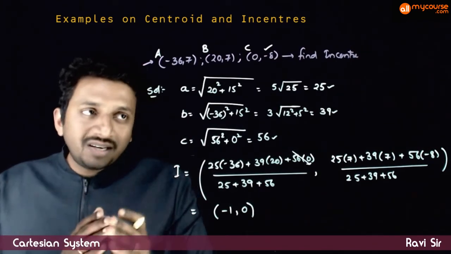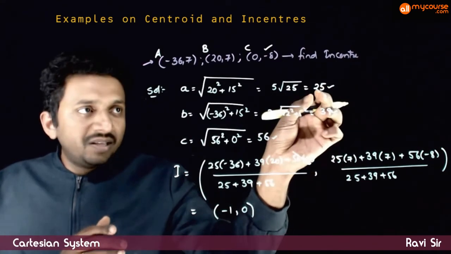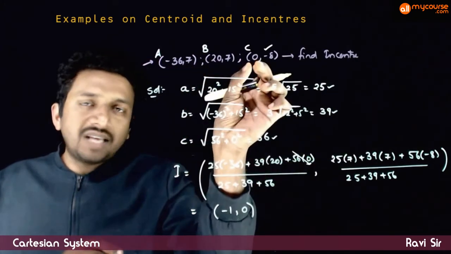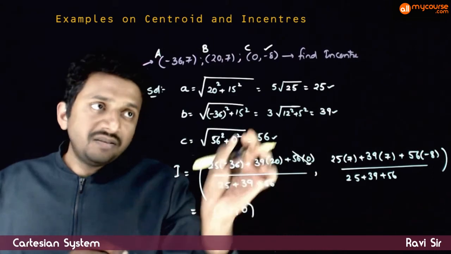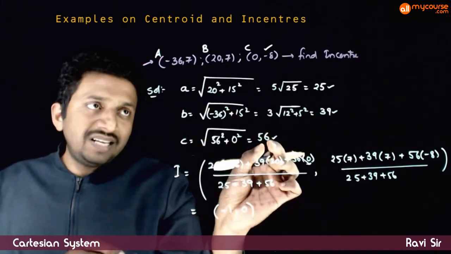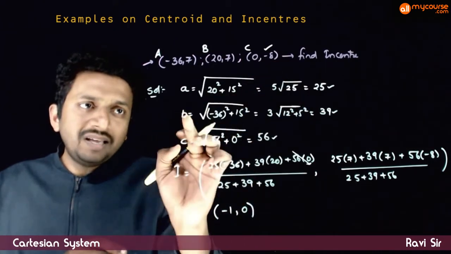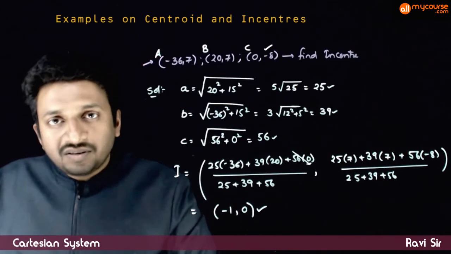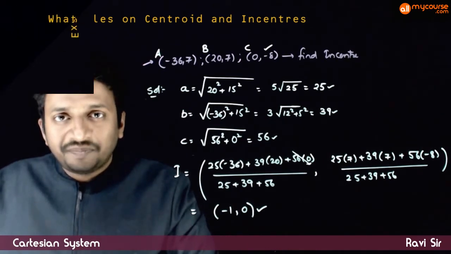So I hope you learned how to apply the formula. A times x1 plus B times x2 plus C times x3 by A plus B plus C. Next, A times y1 plus B times y2 plus C times y3 by A plus B plus C. So minus 1, 0 is the in-center of the triangle.